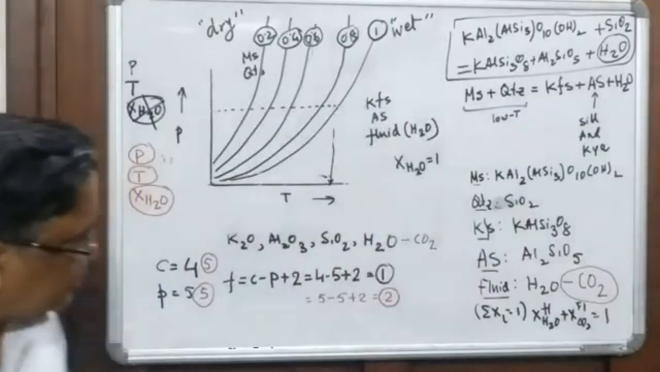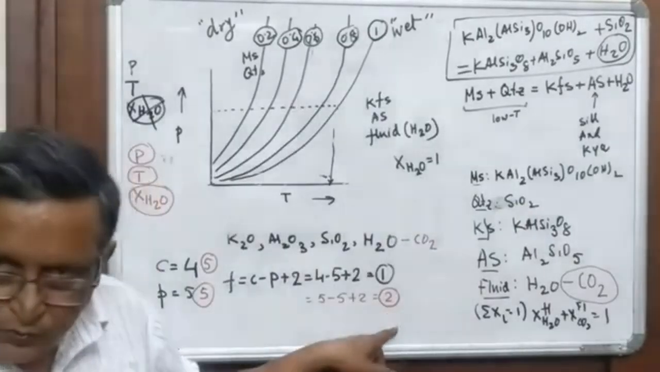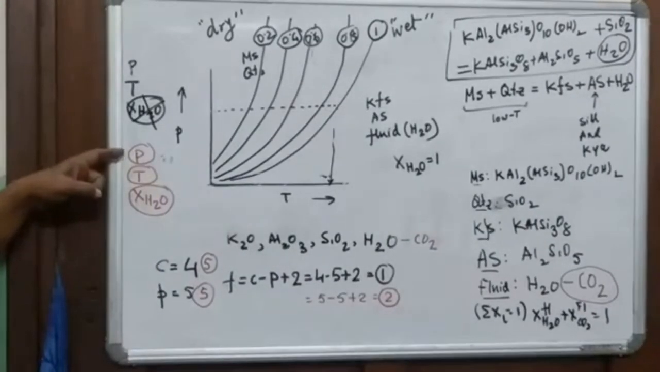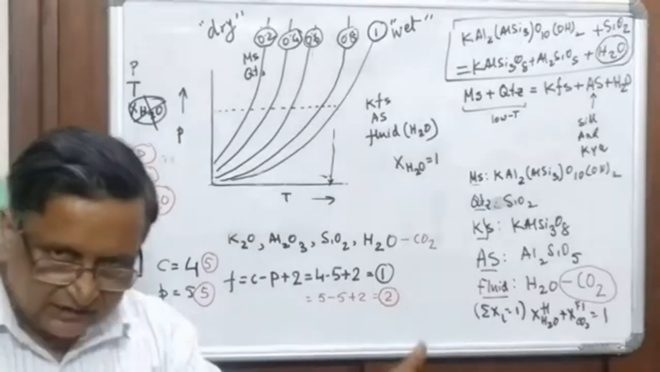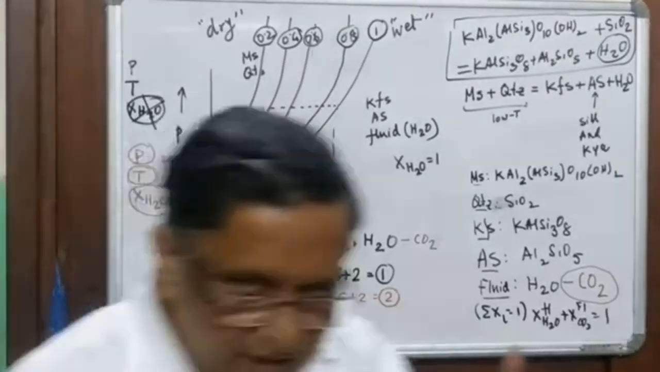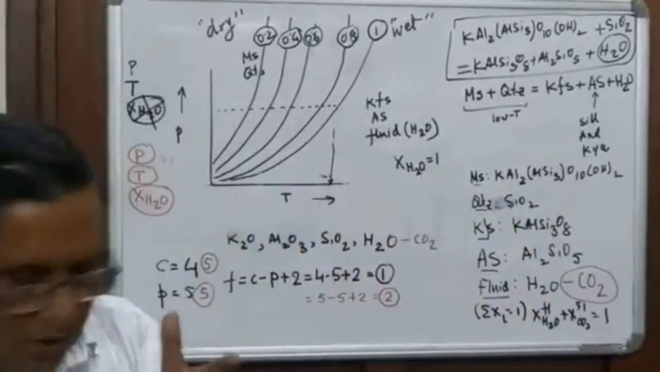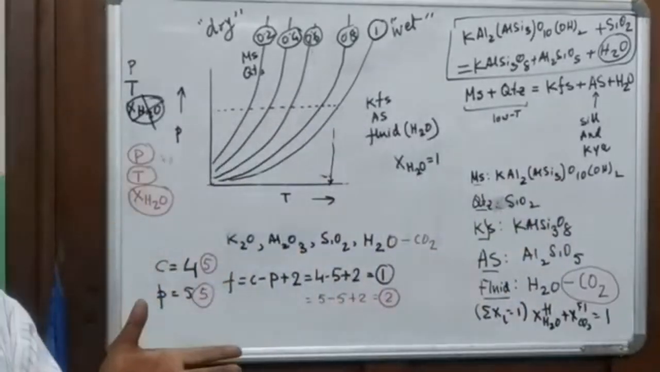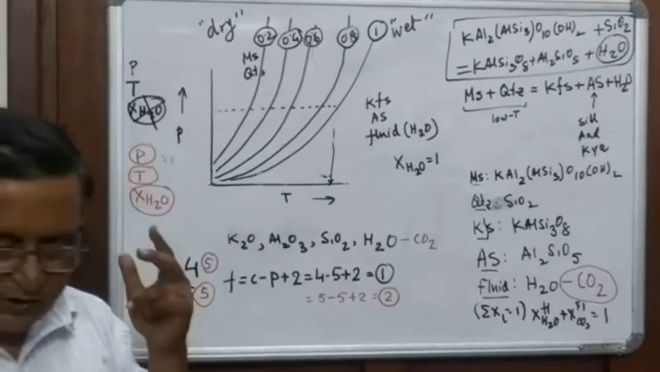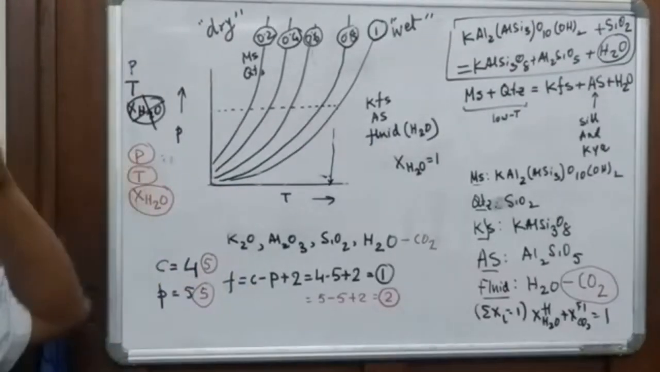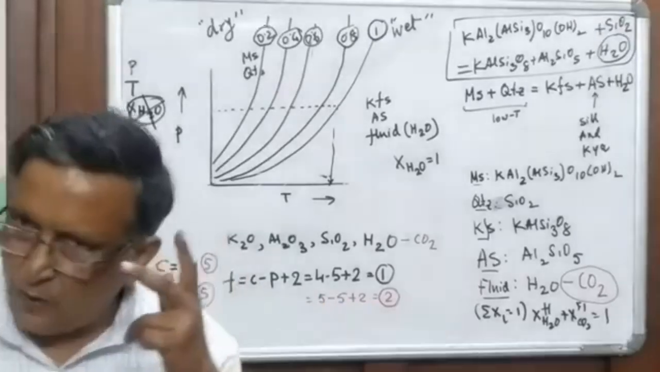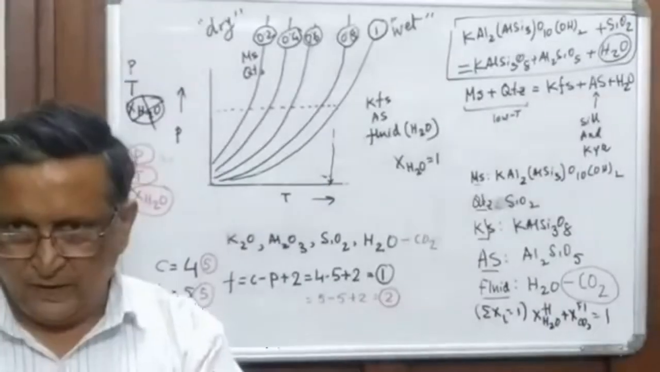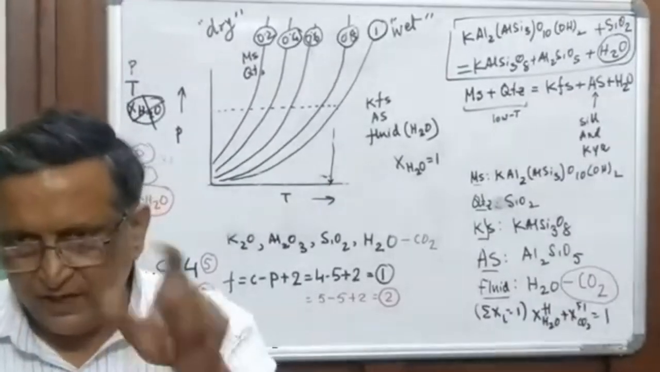Gibbs phase rule tells you your variance is 2. And your variables are pressure, temperature, XH2O. That means if you give any 2 of the 3, the other can be quantified. Out of these 3, there are only 3 variables possible here. Gibbs phase rule says if you can quantify any 2, I give you the third. The third can be computed.